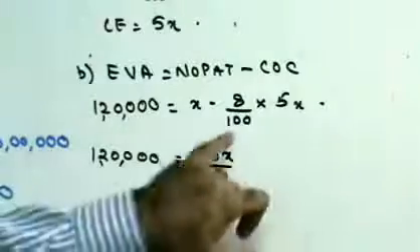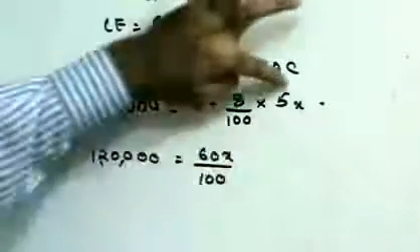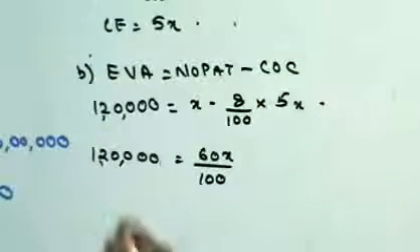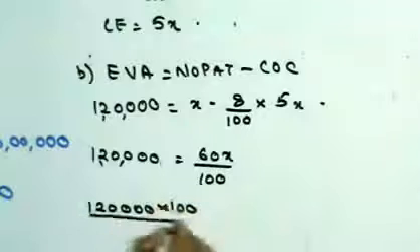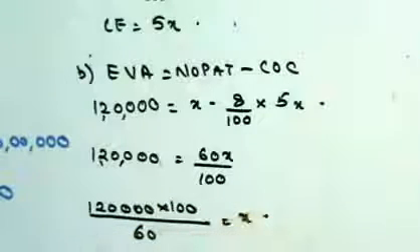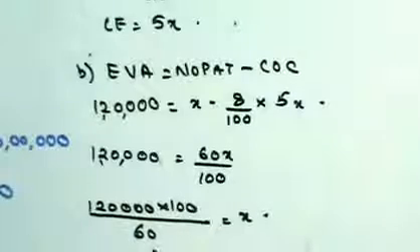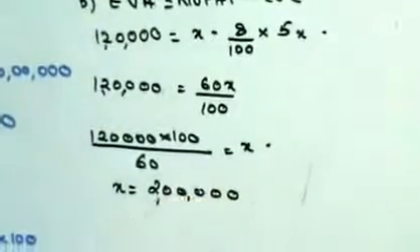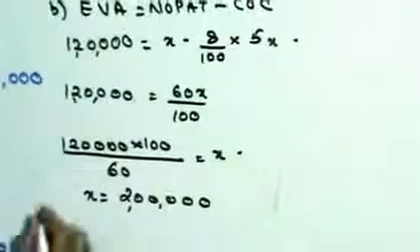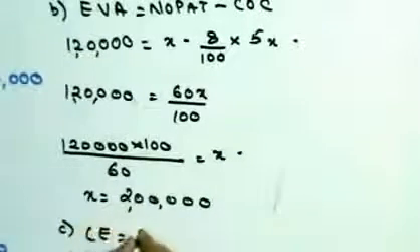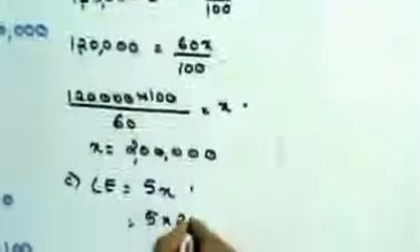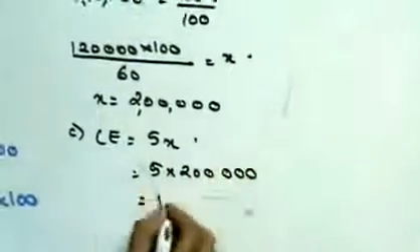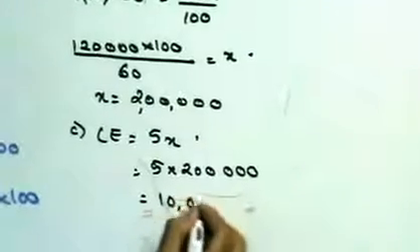Everyone's understood how I got this? Cross multiply 100x, 100x minus 40x. So I'll get 120,000 into 100 divided by 60 will give you x. 2 lakhs. So profit is 2 lakhs. Once I know profit, then I can find out capital employed. Capital employed we had already found out as 5x. So capital employed should be 5 into 2 lakhs. So 10 lakhs.